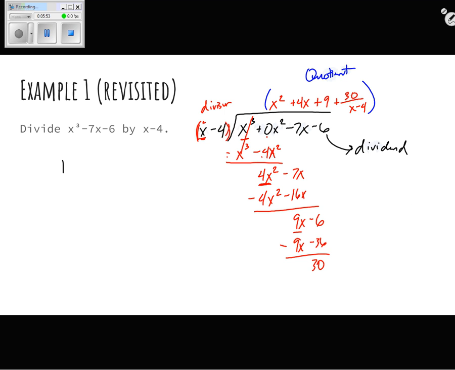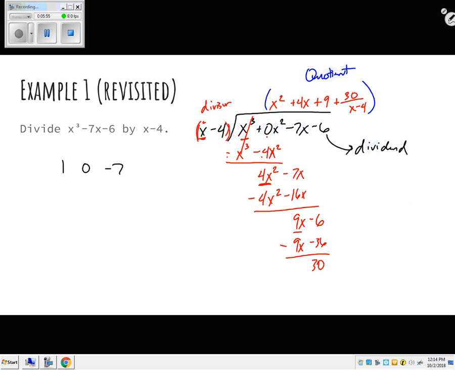and I just use the numbers. So the 1, the 0, the -7, and the -6, I bring it over. And what I do is I take the opposite of what I have here. Eventually this is going to be in parentheses. So I'm going to change this -4 to a +4 and put it outside. And what I'm going to do is turn this long division on its head. So I'm going to flip my radical around.